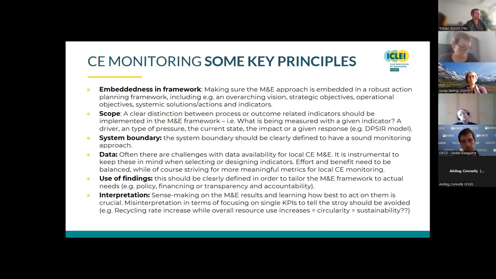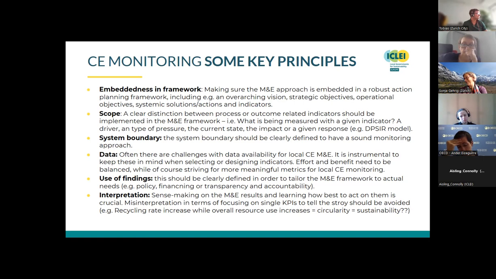Another point is about the scope, which is, of course, also important to really make clear what is being monitored and why. Is it a progress? Is it an interim process? Is it an outcome? Is it an impact? Is it a response? And just to name drop here, the DPSIR framework is one of the attempts to do such a thing that I'm sure some of you would know, but just as an example.